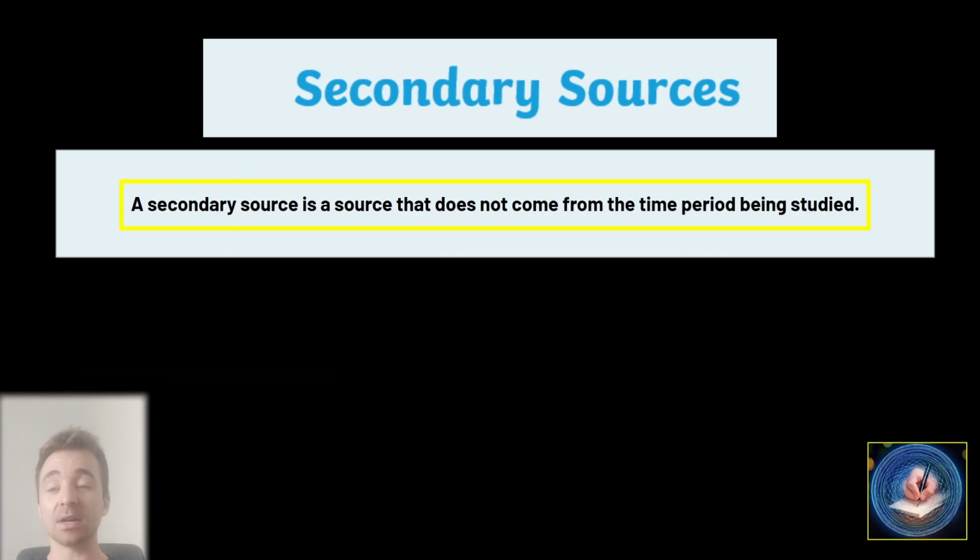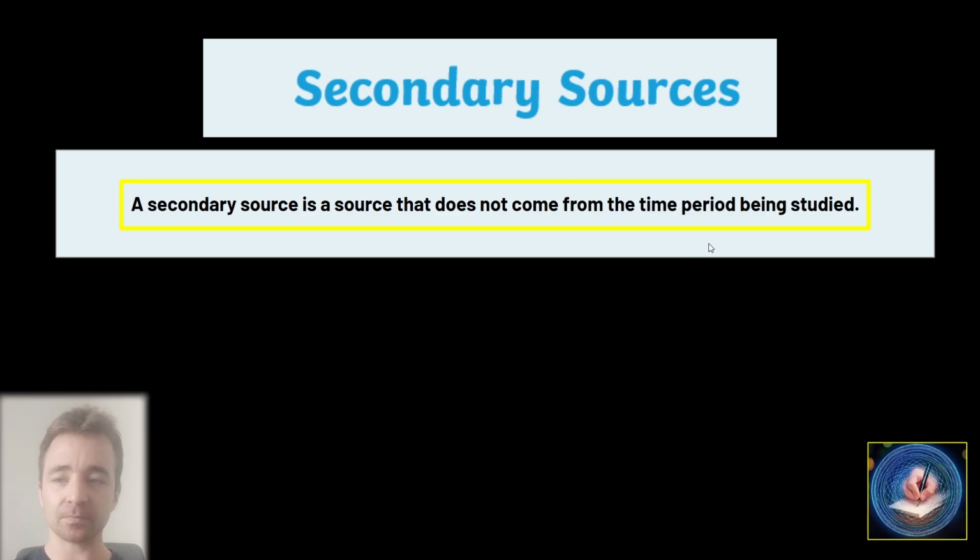Now, we're going to have a look at secondary sources. So we know what a primary source is. We know a primary source is from the period of time we're studying, but a secondary source is a source that does not come from the time period that we're studying. So what would that look like?